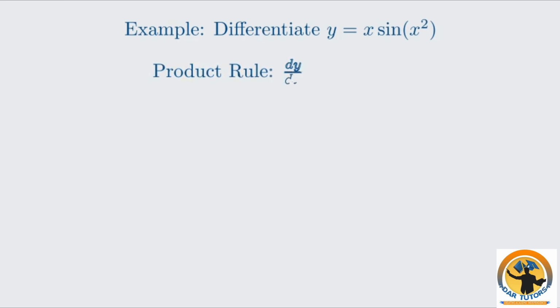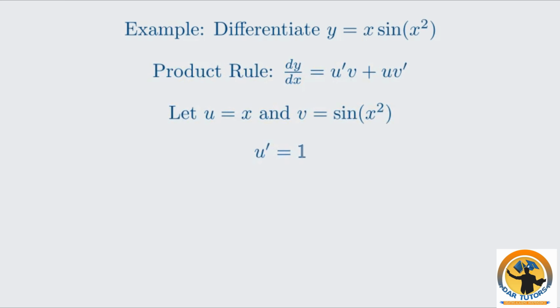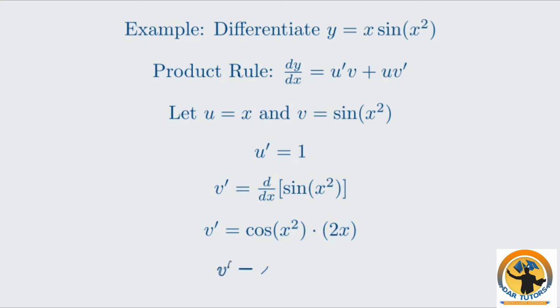Let's work through an example that combines the chain rule with the product rule. Consider the function y equals x times sin of x squared. This is a product of two functions, x and sin of x squared, so we must use the product rule. The product rule states that the derivative is u prime v plus u v prime. Let u equal x and v equal sin of x squared. The derivative of u is 1. For v prime, we need the chain rule. The derivative of sin of x squared is cos of x squared times the derivative of x squared, which is 2x. So, v prime is 2x cos of x squared.